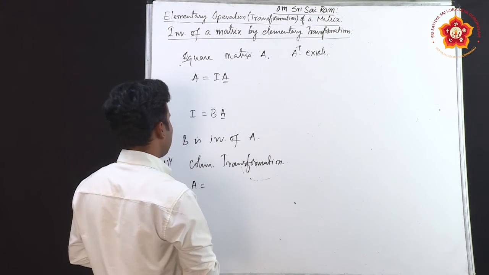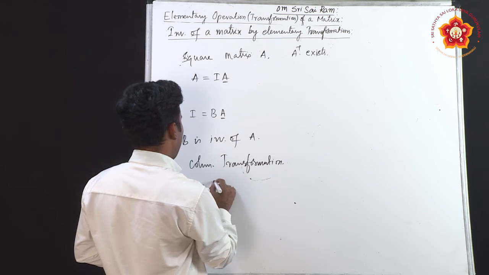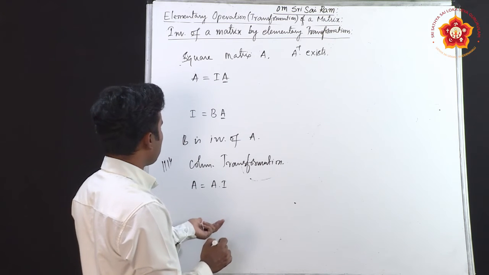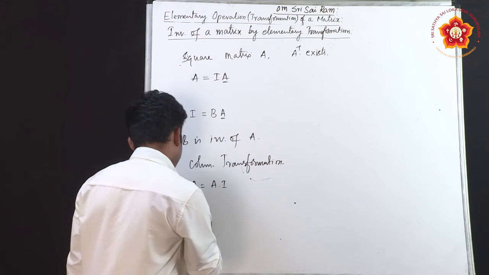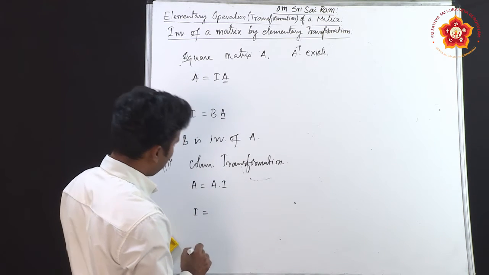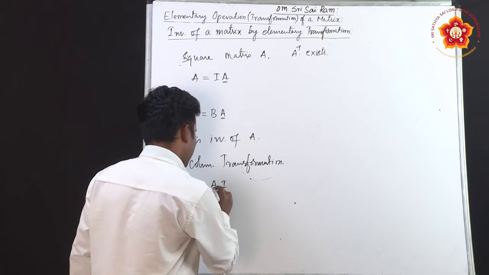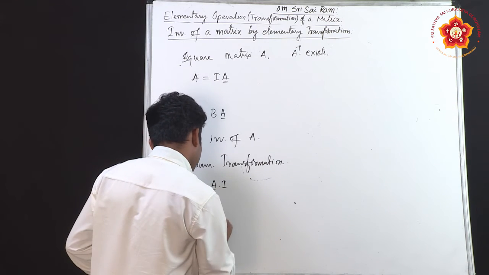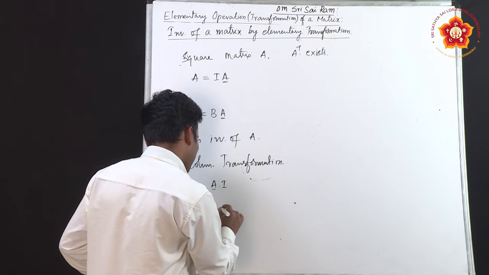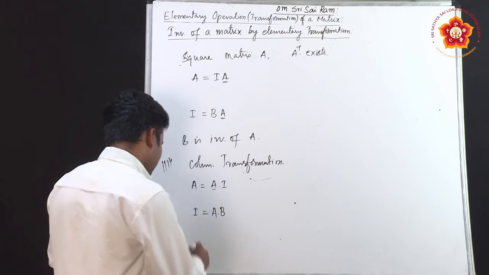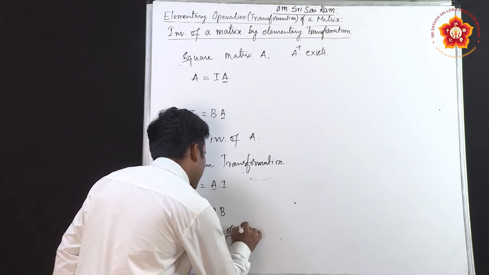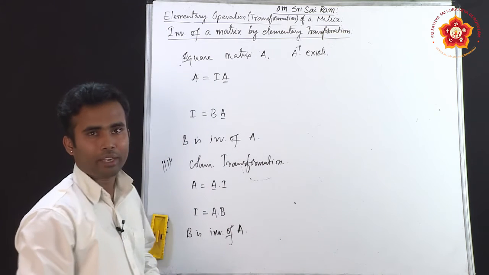For that we write the matrix A is equal to AI, and for this also we apply a sequence of column transformations till the LHS becomes I, the identity matrix. You should not touch this matrix, let it be as it is, and this I becomes some matrix B. Then we can say that B is the inverse of A. That is how we are going to find it.